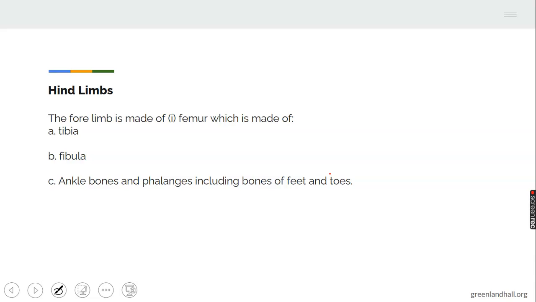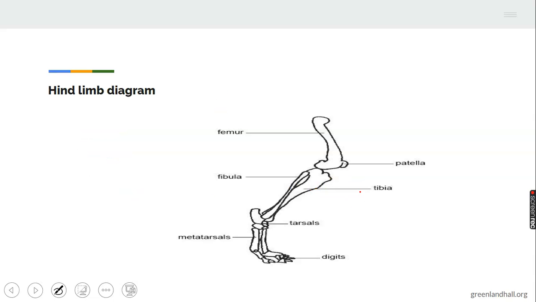The hind limb, that is the bone of the leg, is called femur, and it is made up of 2 other bones called the tibia and fibula. Also, joining the tibia and fibula are the ankle bone and the phalanges. Theirs is the toes and the feet. That is the diagram of the hind limb. We can see the femur there attached to the pelvic, the tibia, the fibula, the metatarsal, and the digits, what we call the phalanges.